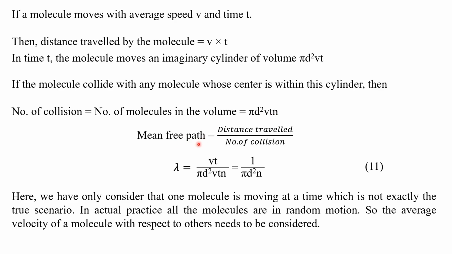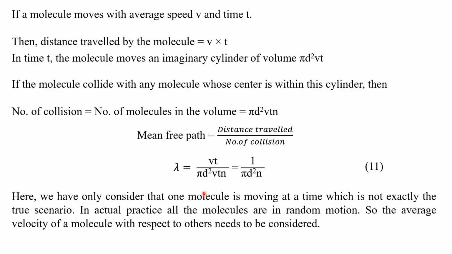So mean free path is nothing but the distance travelled divided by the number of collisions. If we call mean free path lambda, the distance travelled is vt, and the number of collisions is pi d square vt times n, because the molecule moves in an imaginary cylinder of volume and we have n number of particles, so we multiply it by n. So we get lambda equals 1 by pi d square times n.